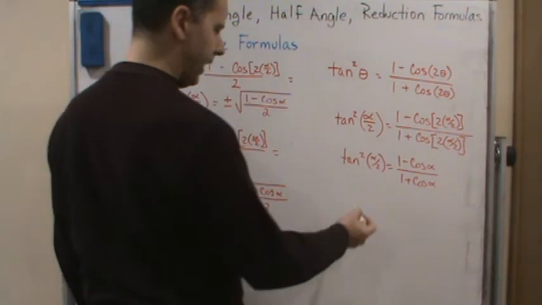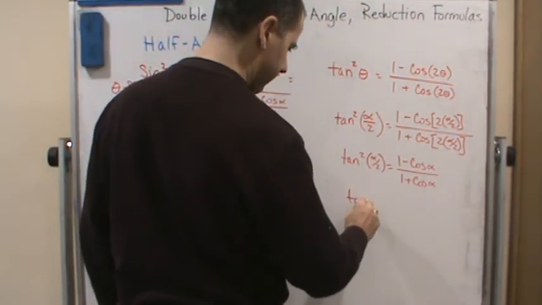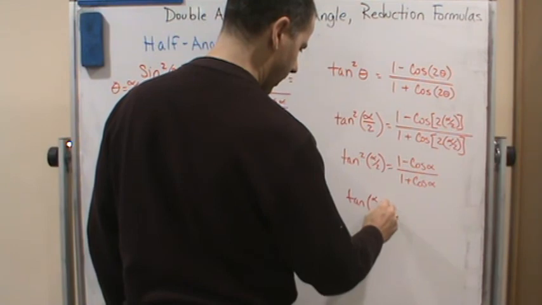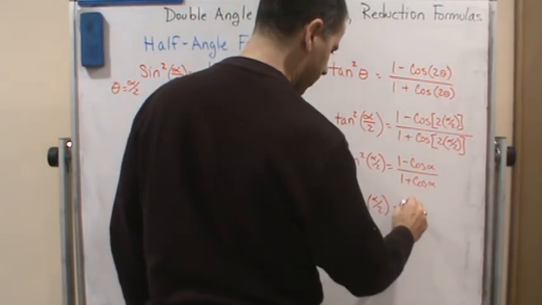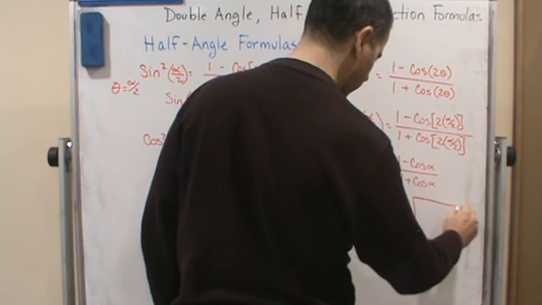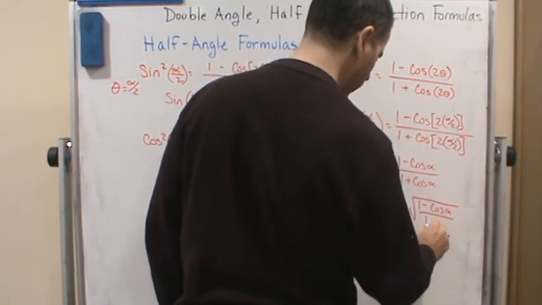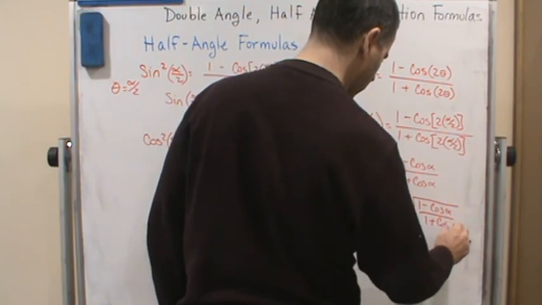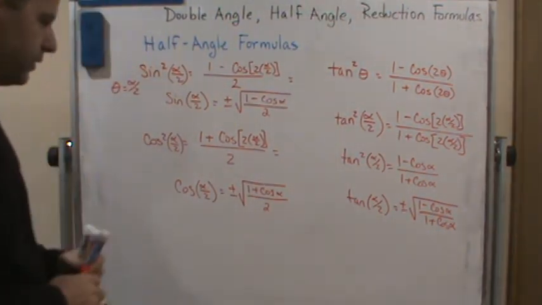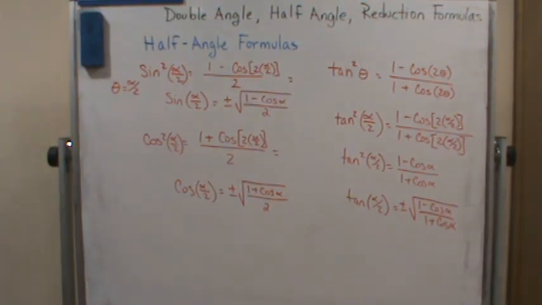And then again, if we take the square root of both sides, we get our final answer, which is tangent alpha divided by 2 is equal to plus or minus the square root of 1 minus cosine alpha over 1 plus cosine alpha. So it's easy to derive these formulas from using the double angle formulas.